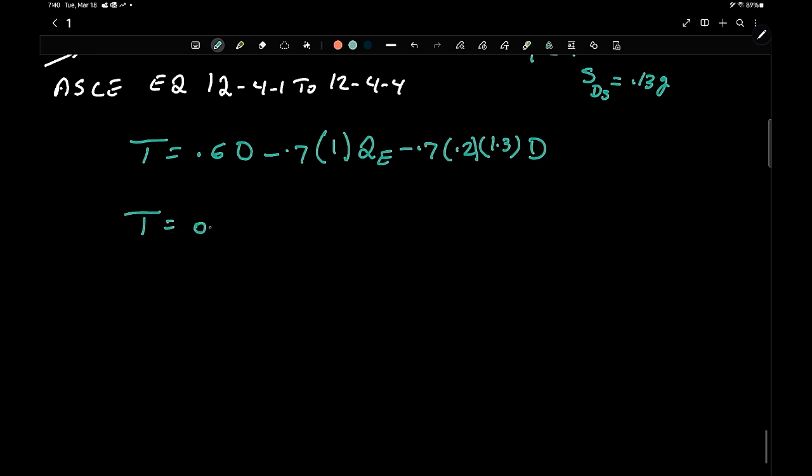our T comes out to be 0.6 D minus 0.7 QE, and then minus 0.18 D, which is equal to 0.42 D minus 0.7 QE.